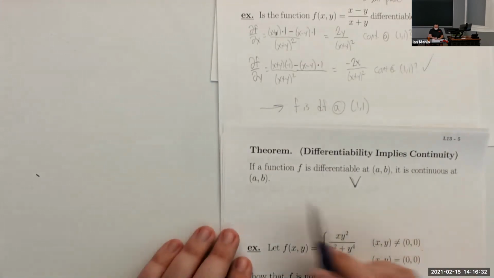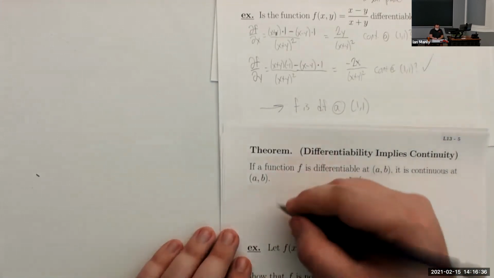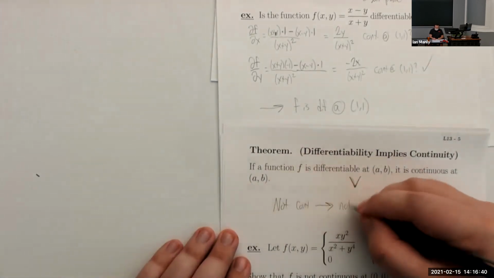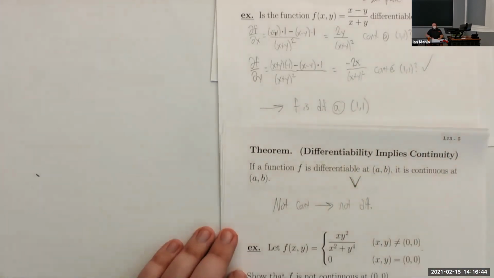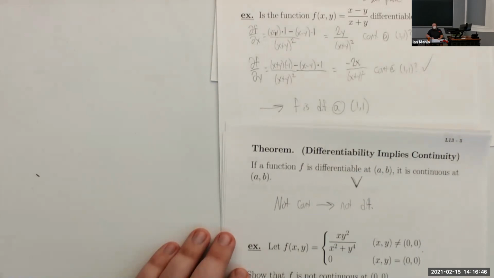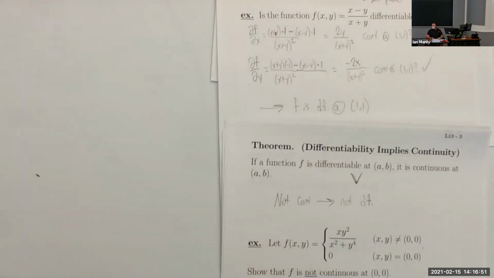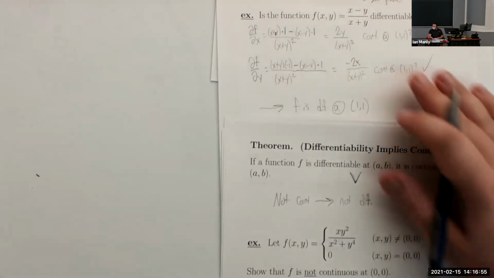All right. Now, one way to interpret this that's probably even more common to think about it this way is that not continuous implies not differentiable. So if you see a function that isn't continuous somewhere, you immediately know that it's not going to be differentiable, and you shouldn't even bother trying to find a tangent plane.